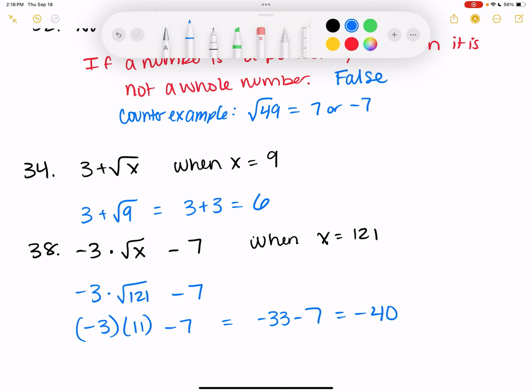All right, any questions, comments, or concerns? That's what I said. Let's go 3 through 39, every other odd.